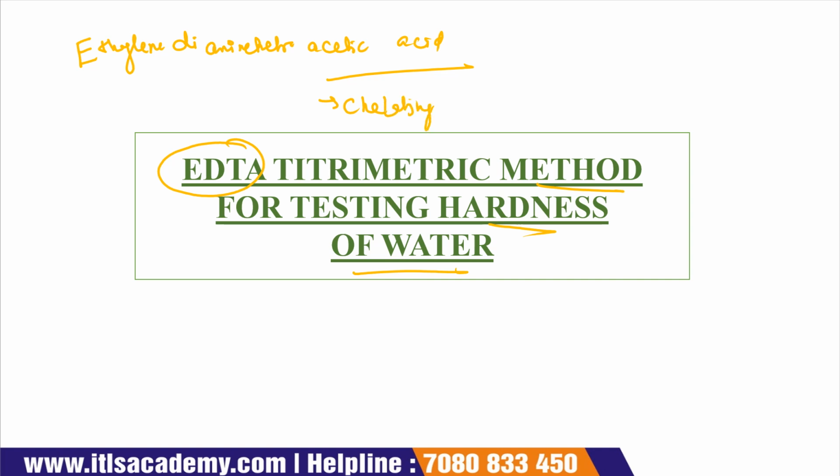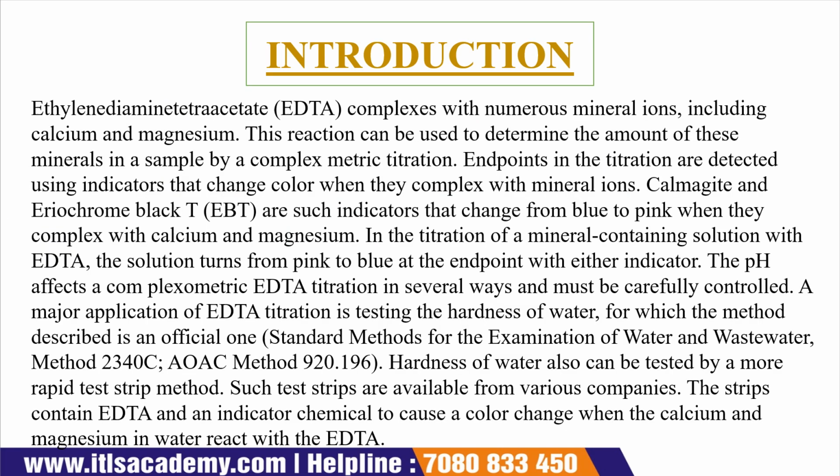It is used as a chelating agent, and it is also used for the determination of heavy metals. It was first introduced, or first detected, in 1930. Now we use this EDTA titrimetric method for the determination of the hardness in water. Now see the introduction part.